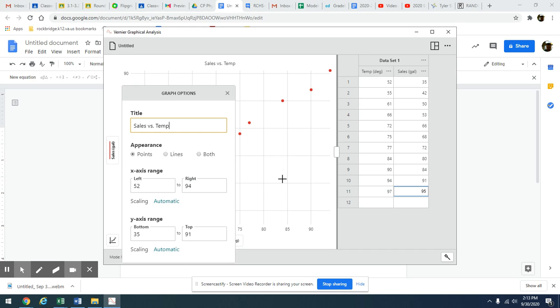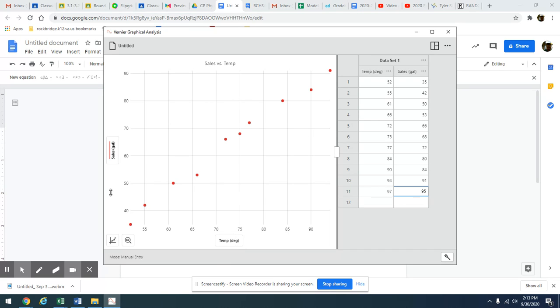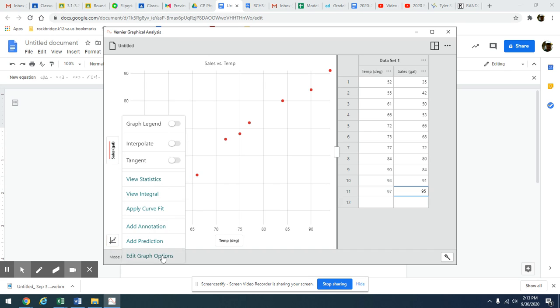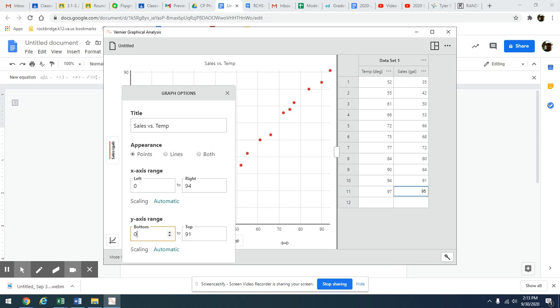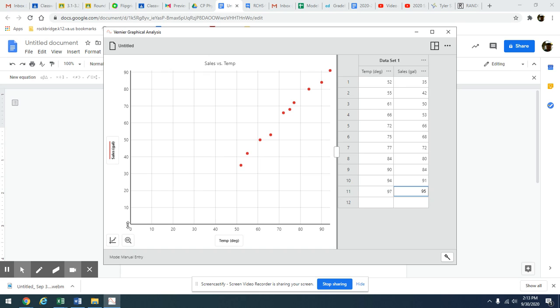Now, I would like this to be scaled from 0. Right? I'd like this to include the origin. Right now, it's just scaling it so that the lowest value in each of these columns is where we are at here. So in the same place in graph options, I would like these minimum values to be 0. I'm just going to highlight those, type in 0, so I can see where the origin is, right? That looks pretty good there.